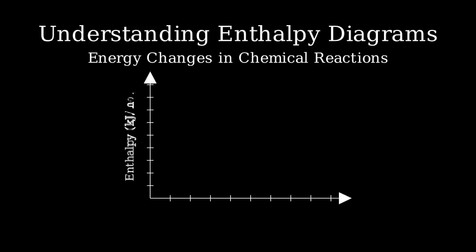On the vertical axis, we have enthalpy or energy content, usually measured in kilojoules per mole. The horizontal axis represents the progress of the reaction, showing how the reactants transform into products.